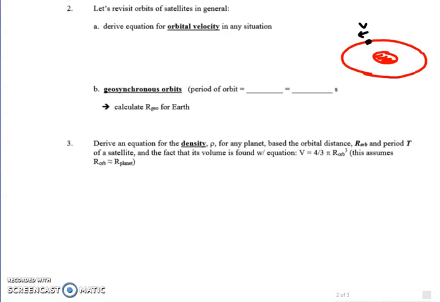I also want us to do this for some generic orbits, especially for satellites. So for number 2, I'm going to look at 2 special derivations. Not difficult, much more simple than the one we just did, but something I expect you to be able to do. So one is deriving the equation for the orbital velocity. You did this in the circular motion unit for a very simplistic case. This is not the derivation, but let me remind you what you've already done.